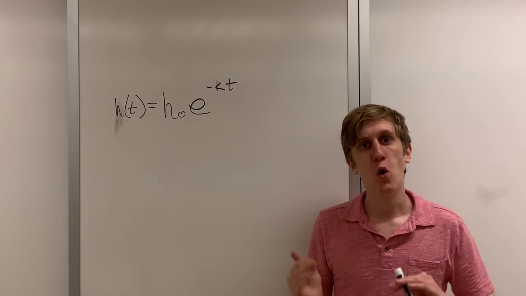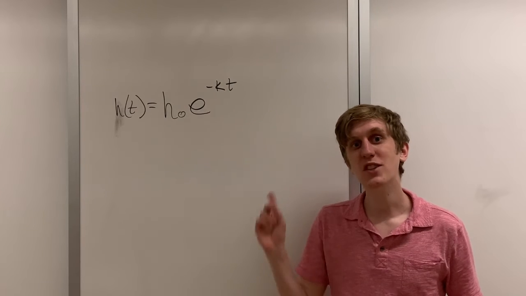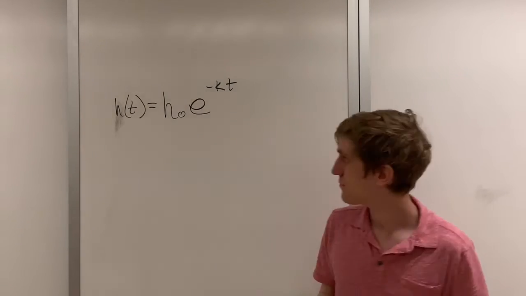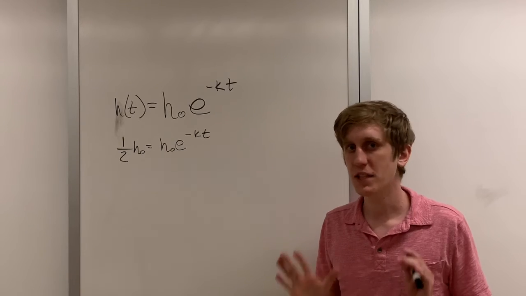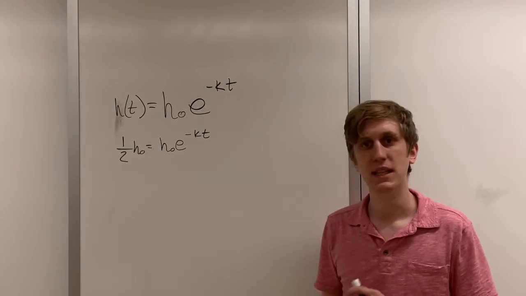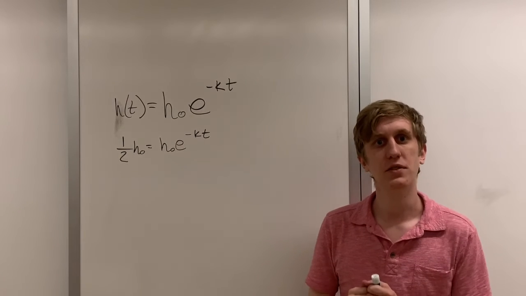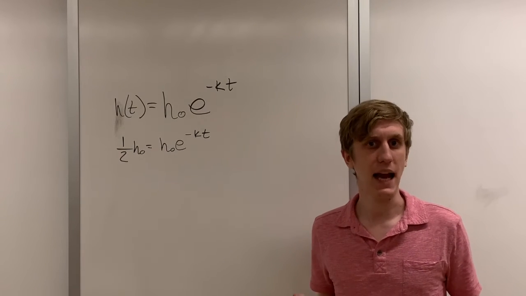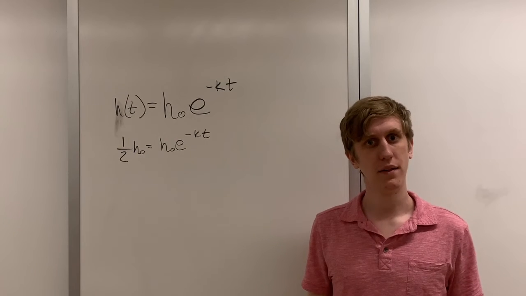So how do we do this? Well, let's plug in 1/2 of the initial value on the left-hand side of the equation and then solve for t. Here's the first thing to notice. There's an h naught in all the terms in this equation. This means that the h naught just cancels out. This is the same thing as saying that the half-life does not depend on how much you started with.